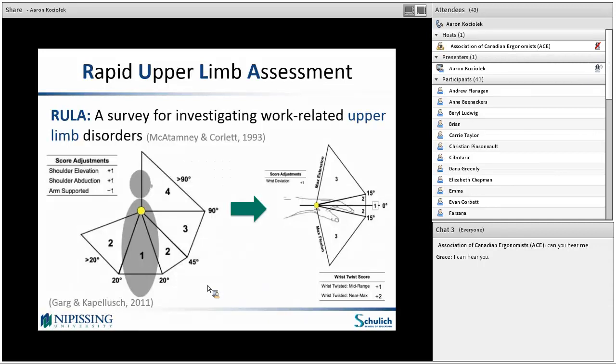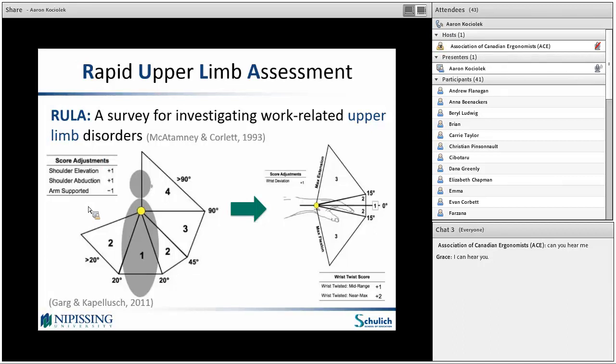So for shoulder flexion or extension, if you're in between 20 degrees of flexion extension, you get a relatively low score of 1, whereas if you're at a fairly high flex posture of over 90 degrees, you get a higher score of 4. And they also had these score adjustments. So for instance, if you had a shoulder abduction, you'd also add 1.